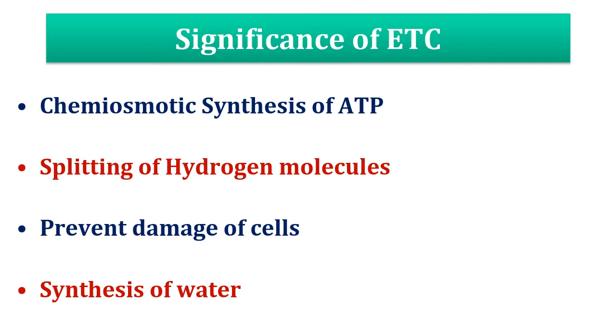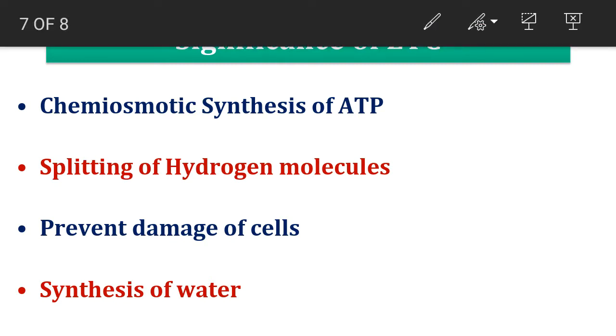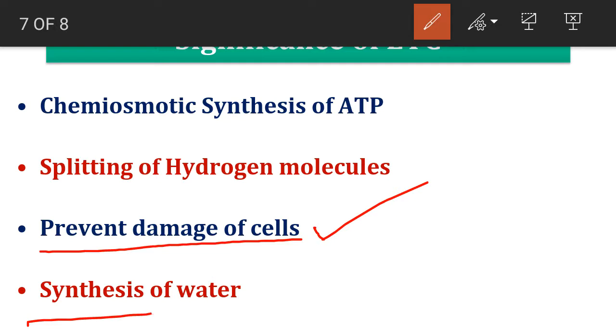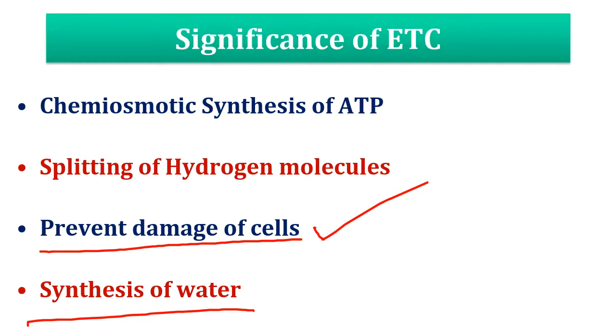Now these are the significance of the electron transport chain. The chemiosmotic synthesis of ATP we have discussed just now. Splitting of hydrogen molecules happens at complex number 1 and 2, where NADH and FADH2 are oxidized. There is a subsequent and sequential release of energy because of the electron transport chain, so that's why it prevents damage to the cell, and there is a synthesis of water at complex number 4 when the electron is accepted by an oxygen molecule. This is the significance of the electron transport chain in mitochondria.